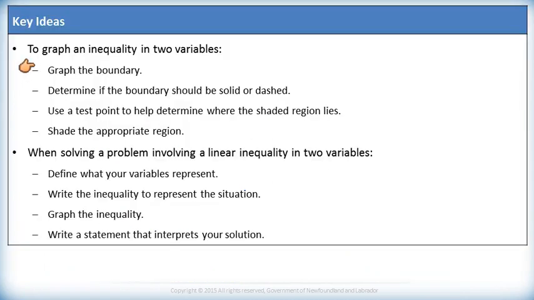In closing, to graph an inequality in two variables, graph the boundary, determine if it should be solid or dashed, and use a test point to determine your shaded region. And when solving a problem, define what your variables represent, write the inequality, graph the inequality, and write a statement that interprets your solution.